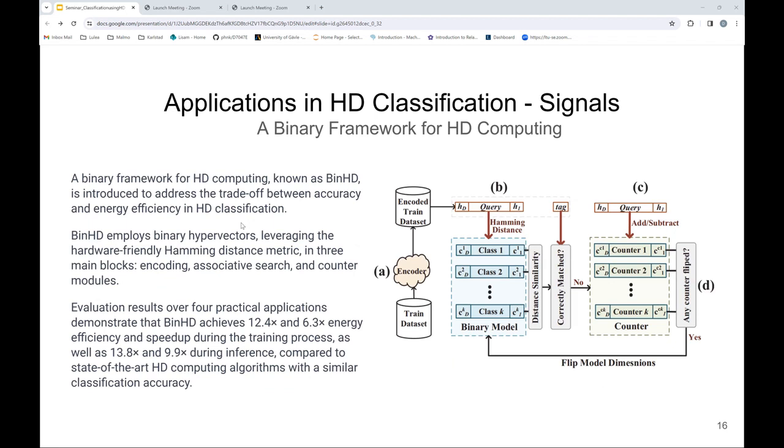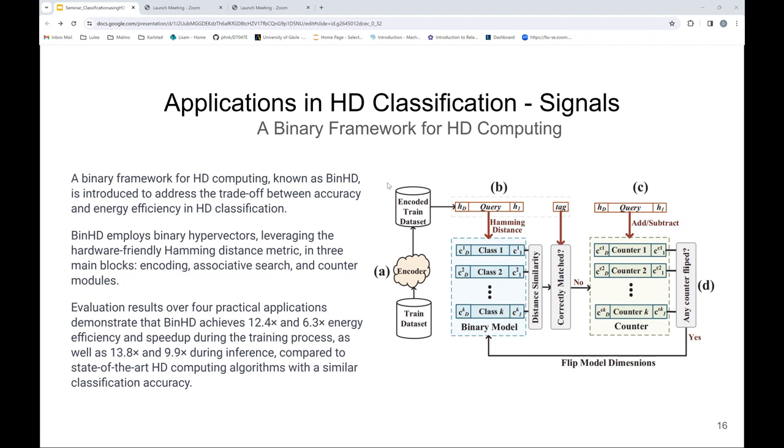Another useful application of HD classification is the binary framework. The binary framework of HD computing, also known as BinHD, is used to address the trade-off between accuracy and energy efficiency we discussed earlier. In this approach, BinHD employs binary hypervectors, leveraging the hardware-friendly Hamming distance metric in 3 main blocks: encoding, associative search, and counter modules.